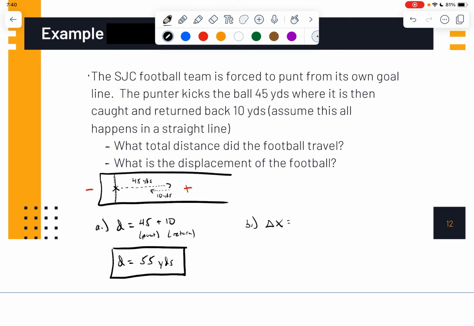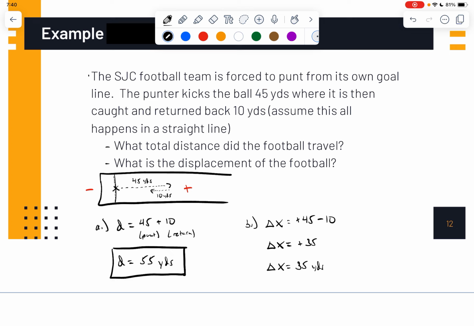So to start off, we have a 45-yard punt going up the field. We're defining to the right here as positive, so we'll have a positive 45 yards going to the right. Our 10 yards is going to the left. That's our negative direction, so we're going to subtract that. So if we have positive 45 minus 10, that's going to give us a positive 35. Basically that means that our displacement is going to be 35 yards.